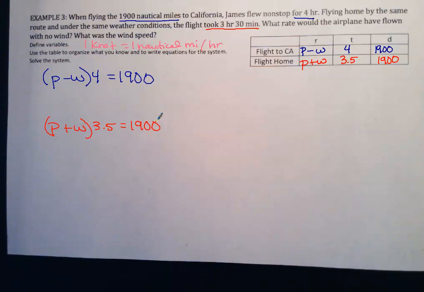And then you distribute. No, you divide it. Divide by 4. You want to divide by 4? Okay. And then divide by 3.5. So then this one's going to be P minus W. Actually, let me write it over here so I can line them up easier. P minus W equals 475. 475. Thank you, Connor.